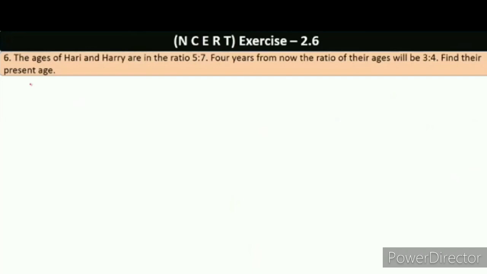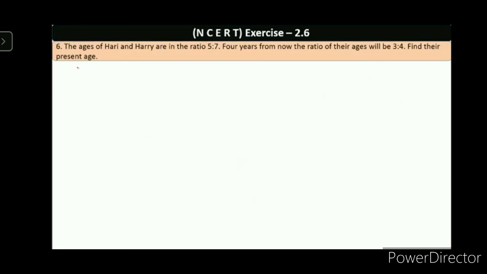Hari's and Harry's present ages are in the ratio 5 is to 7. Whenever they are given in ratio, we should multiply that ratio with a factor x. So, Hari's present age is 5x years. Harry's present age is 7x years. Next sentence, 4 years from now, the ratio of their ages will be 3 is to 4. It means that 4 years after, from now, their ages will be 3 is to 4.